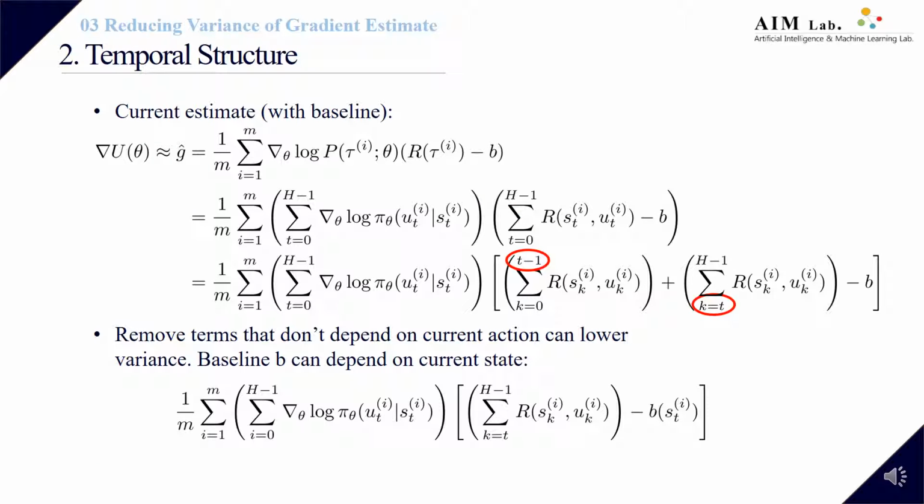There's another method called temporal structure to reduce the variance. We know that, in general, removing terms that do not depend on the current action can reduce variance. So we rewrite the gradient of the utility function as follows. Here we find that there exists a term that indicates the sum of the rewards before time step t. Considering Markov, the past reward does not affect the current action and only future reward does, so we can remove the term and reduce the variance.